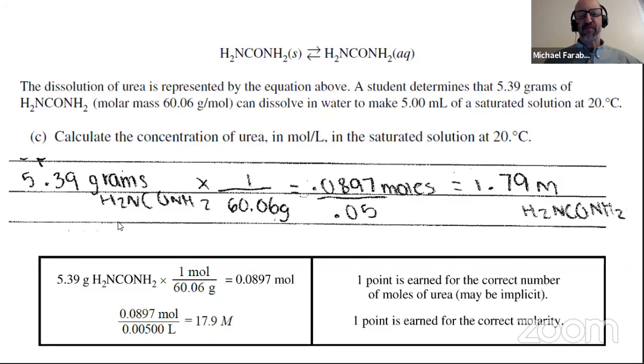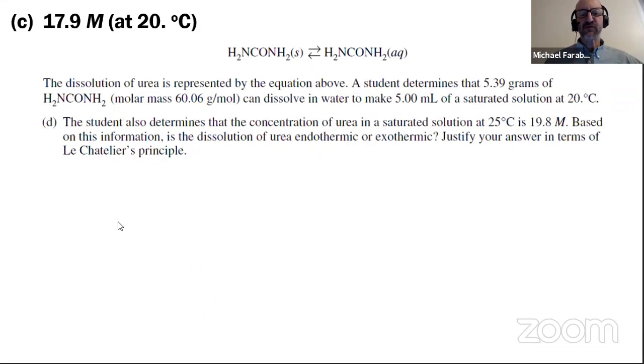All right, here's the next question, which is related to the last question, in which the concentration was supposed to be 17.9 molar at 20 degrees Celsius. It says a student also determines that the concentration of this same chemical, urea, in a saturated solution is 19.8 molar at 25 degrees Celsius. So based on this information, is the dissolution or dissolving of urea endothermic or exothermic? Justify your answer in terms of Le Chatelier's principle.